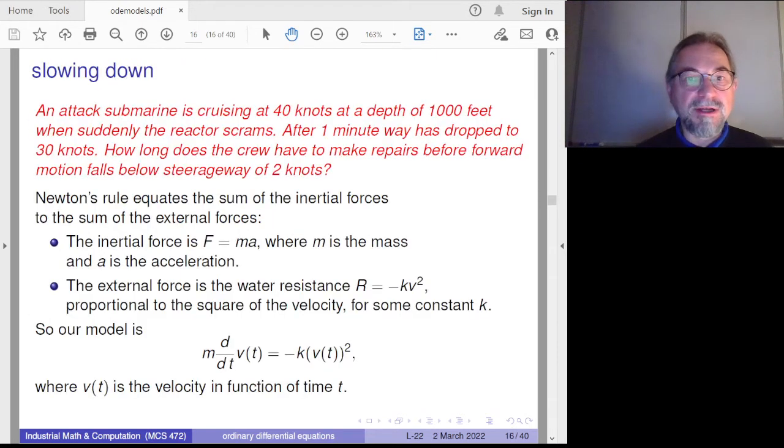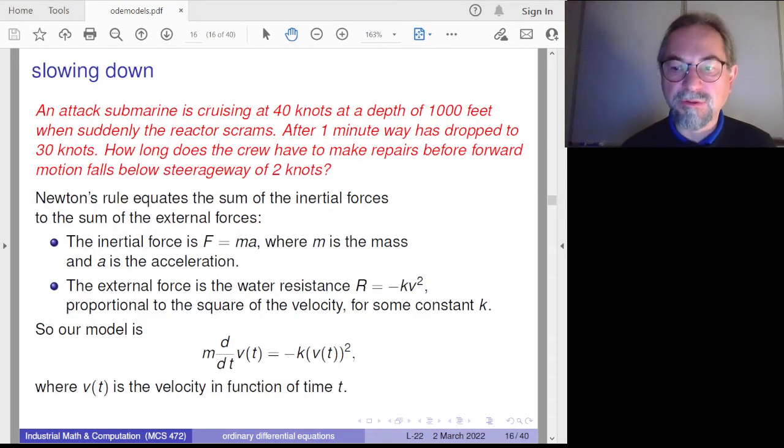All right, let's look at our first problem. We are 13 minutes into this lecture, so this has some urgency here. How much time do we have for our speed to drop to 2 knots?